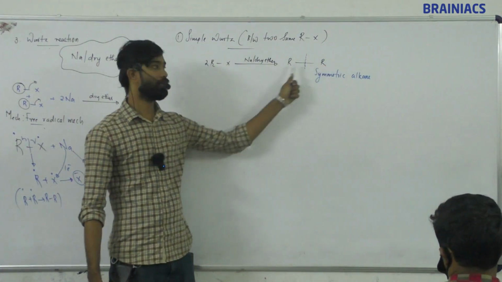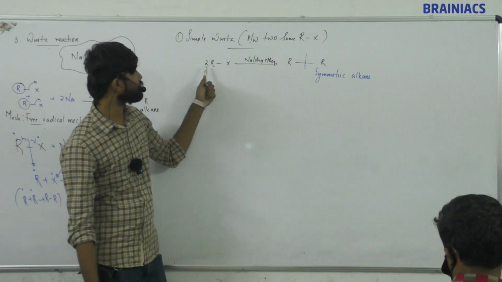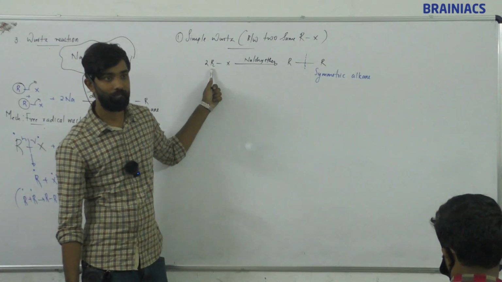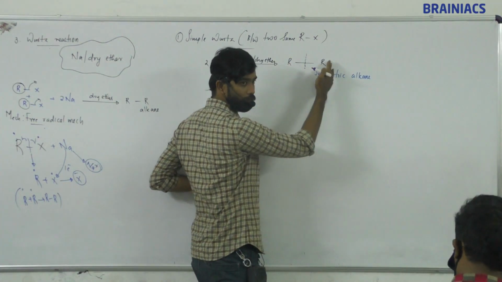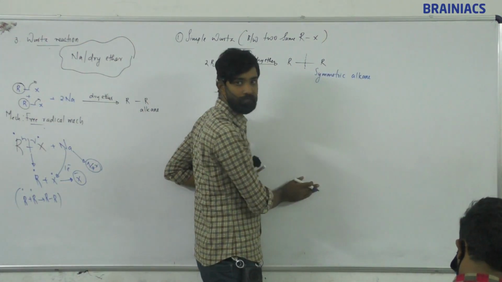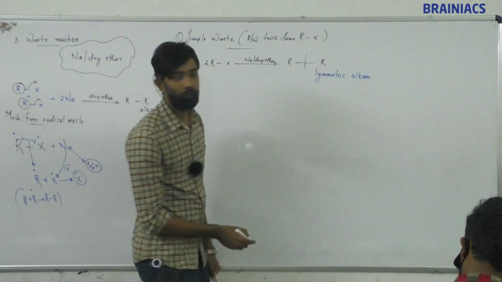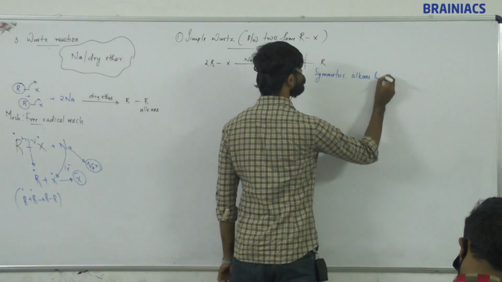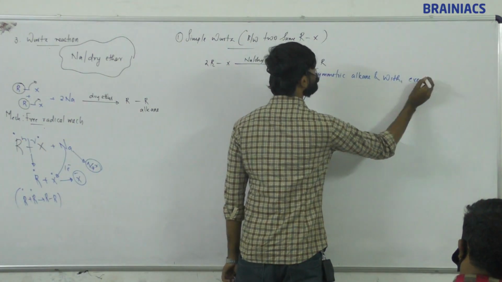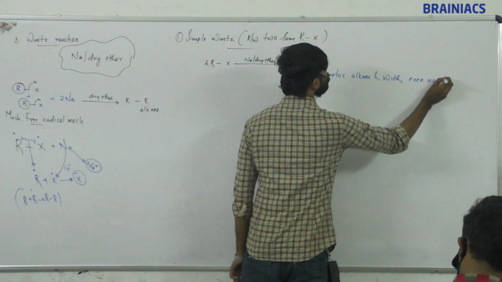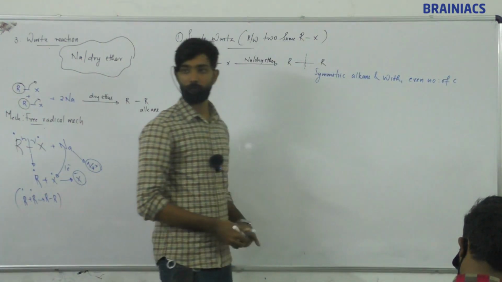Symmetric alkane, because with respect to this bond, these two are the same, since the reaction is between the same alkyl halide. So with respect to this bond, here and here are the same. So the molecule is said to be a symmetric alkane, with an even number of carbon.